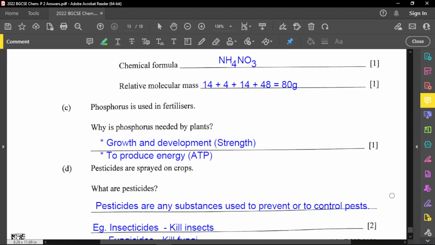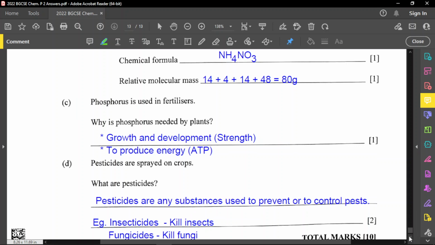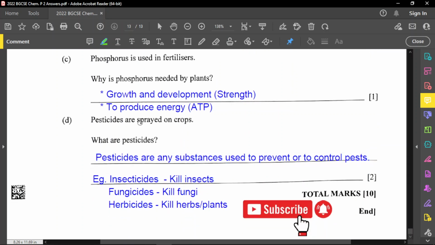All right. Now for part D, it said pesticides are sprayed on crops. What are pesticides? And pesticides, they're pretty much any substance, right, used to prevent or control pests. All right, and so pesticides are really chemicals. And so some examples of pesticides, just to kind of give you the general idea. Insecticides, they will kill insects. Fungicides kill fungi. And herbicides, they kill herbs, otherwise called plants.